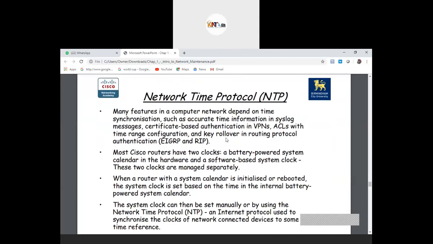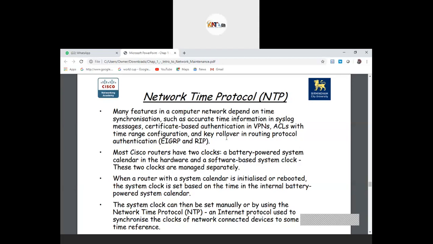Now we have what we call network time protocol. And we know what protocols are. Protocols are rules. For network time protocol, many features in a computer network depend on time, and in time, we call it synchronization. Such as accurate time information in syslog messages, certificate-based authentications, in virtual private networks, in access control lists with time range configurations, and key chain in routing protocol authentication, enhanced interior gateway routing protocol, and routing information protocol. Now, all that we are talking about has plenty to do with time and how networking devices, for that matter routers which provide transport and distribution, are able to converge, for each of them to have a particular timing to be able to understand each other.